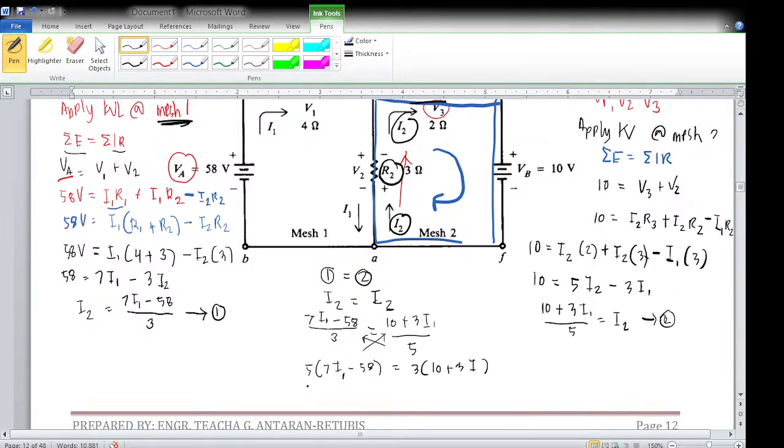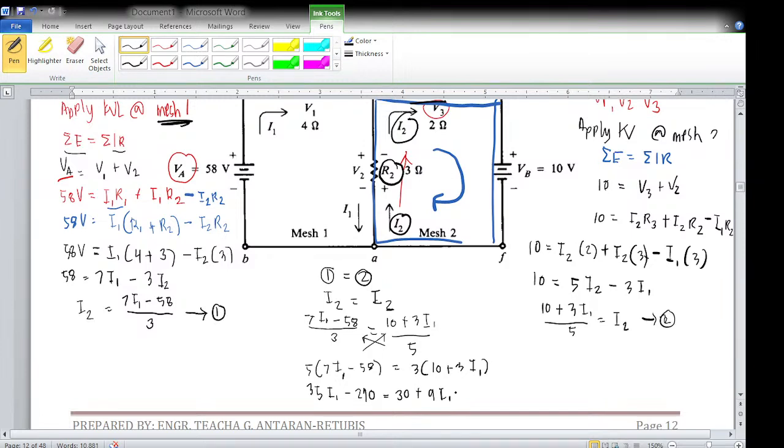Okay, so distribute the 5. So this will become 35 I sub 1 minus 5 times 58. Kindly calculate. How much? Negative 290, equals 30 plus 9 I sub 1. Tama ba? Kindly check. Okay na?